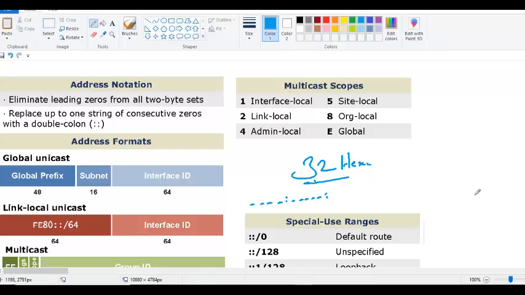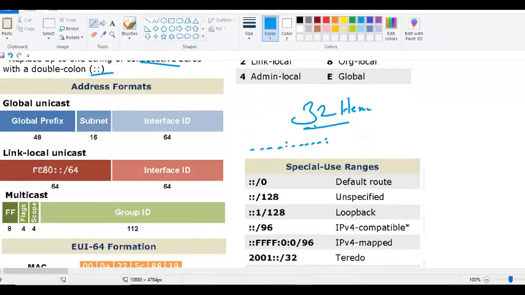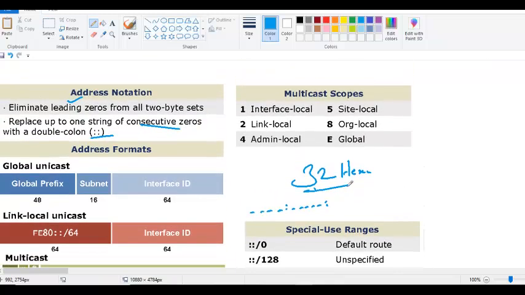Now, when you have many leading zeros, you can eliminate them. And if you have consecutive zeros, you can just put double colon, but you should not do it more than once. This is all we saw in the previous class. If you didn't understand this, you can ask now. All right, you understood. Fine.